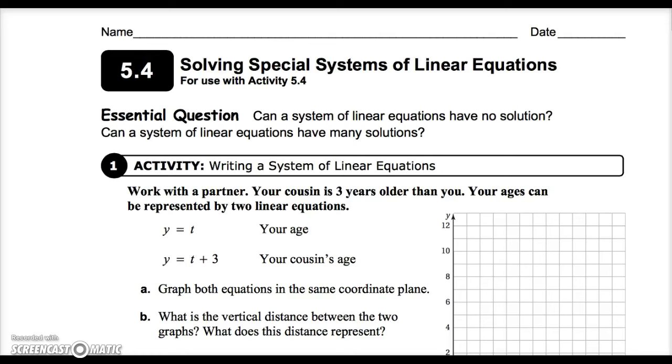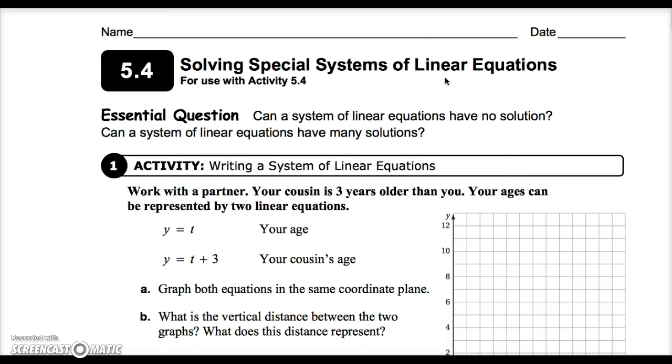Okay, this lesson is 5.4. So we're going to be focusing on solving special systems of linear equations. Just to recap, so far in this chapter we have learned what a system of equations is. And remember, that's whenever you have at least two equations, and you're trying to figure out where those two equations would intersect, or if we're talking about money within the problems, what that break even point would be.